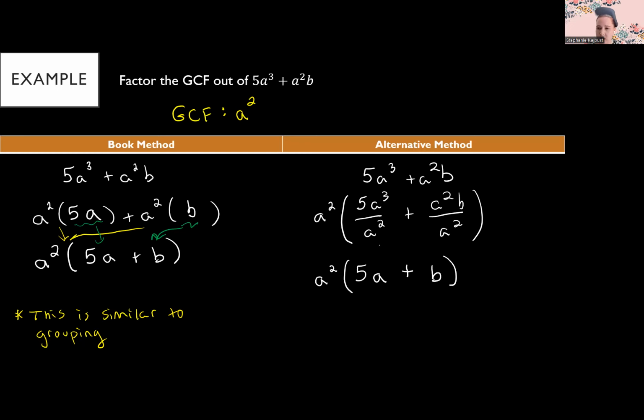So we get the same answer both ways. We've got the book method where you have to think about what you're multiplying by, and then the alternative method, you're dividing it out.